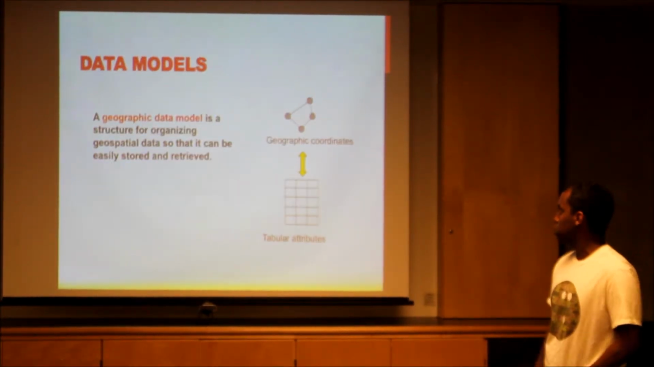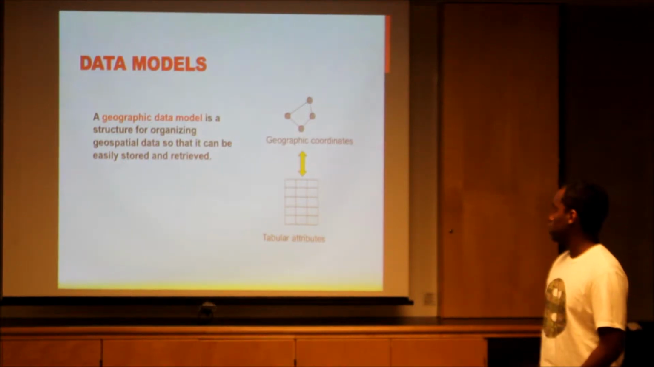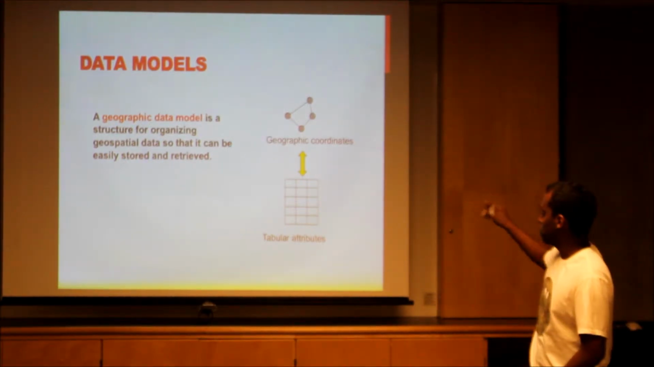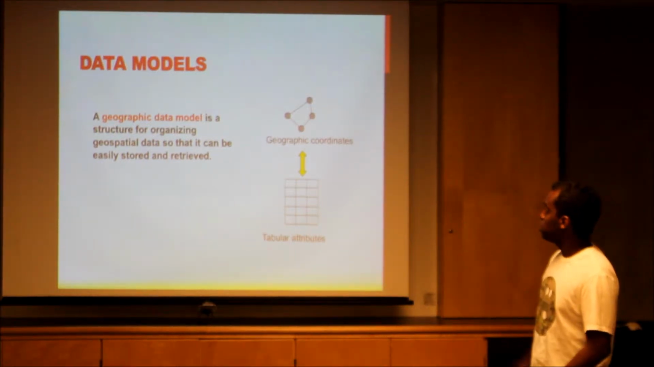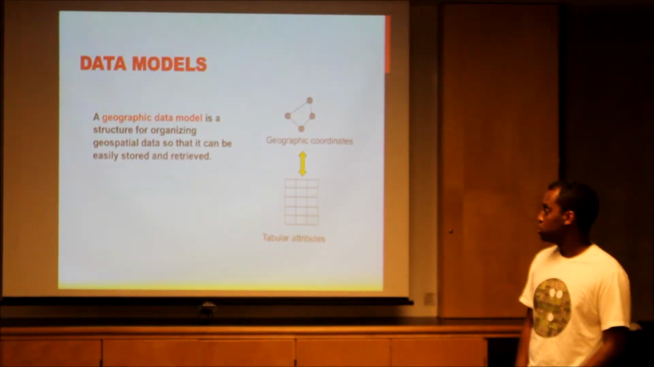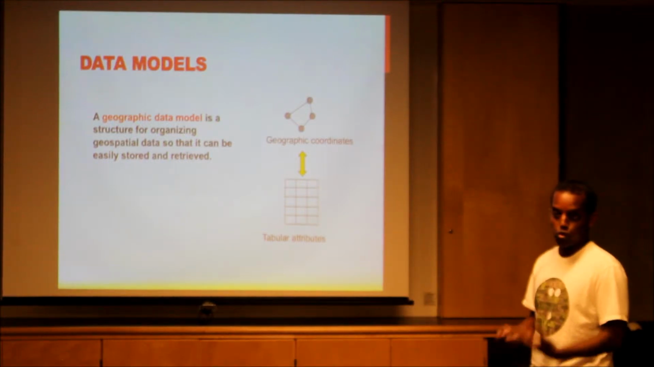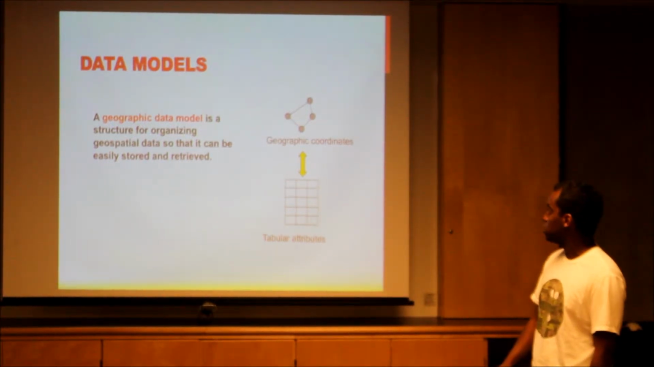So for a data model, I have a little diagram. You have geographic coordinates and you have table attributes. Essentially you're going from the coordinates to table data. It just organizes it better for your application, so you can easily store or retrieve it, that kind of thing.